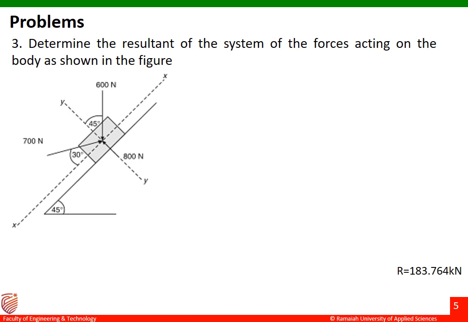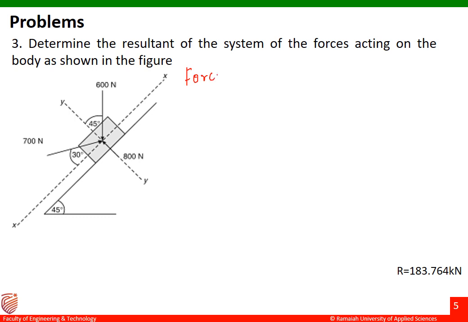So here you can see there the block is resting on the inclined plane. Inclined plane is making an angle of 45 degrees with respect to the horizontal there. Okay. So 600 Newton force is making an angle of 45 degrees, 700 Newton force is making an angle of 30 degrees, and 800 is acting exactly along the vertical axis. Okay, we have three forces here.